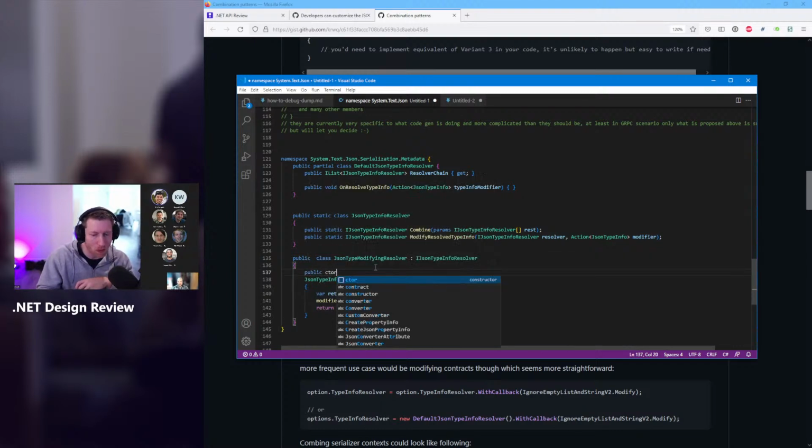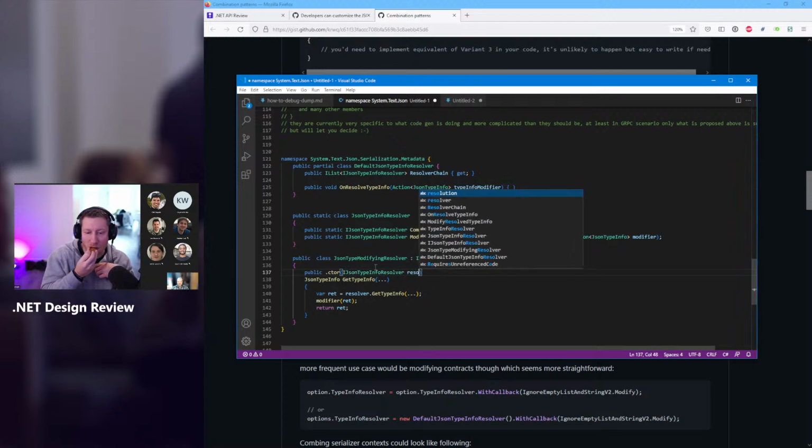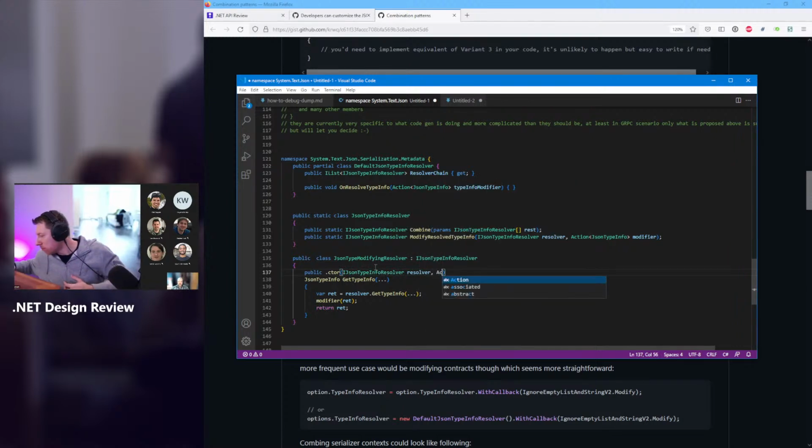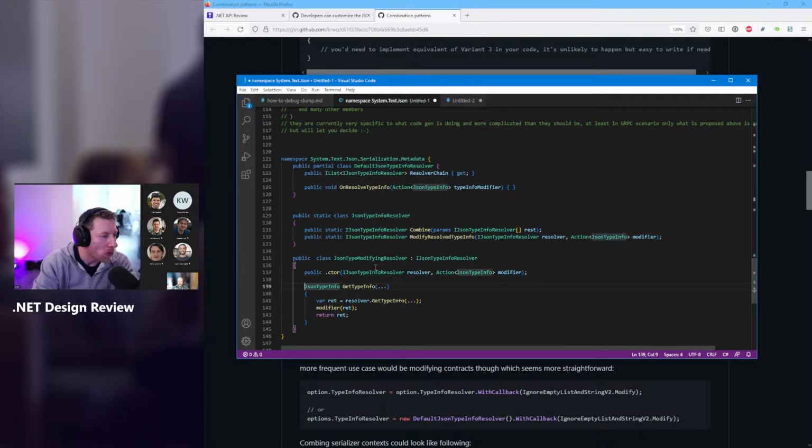I should point out that the motivation for incorporating these combinators was to avoid having to implement your own IJSON type info resolver. So you wouldn't have to implement it. You just have to say new. Okay. Right, and now it looks like that.